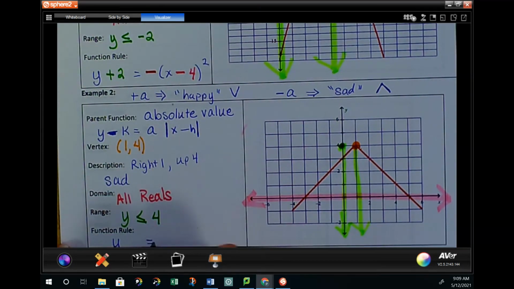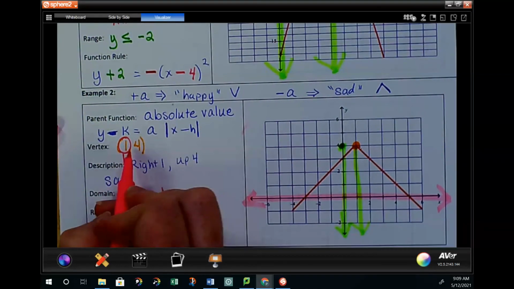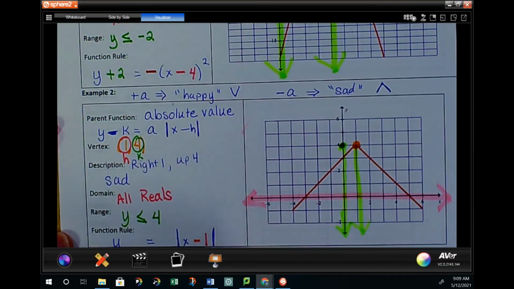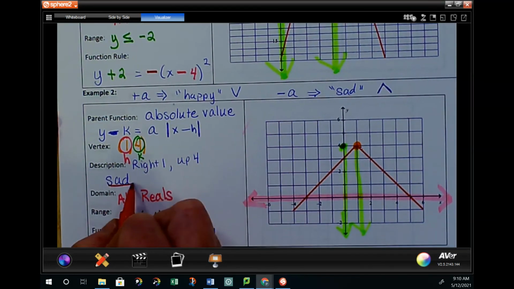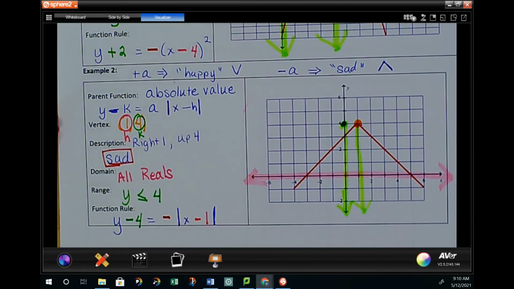So now the next one is we've got to do the function rule. So y is equal to, I'm going to leave a space, and I've got absolute value of x. So this time, it's the same thing. When I look for, that right there is my h. So the opposite of +1 is -1. And then I'm going to do my k. So I've got 4, that's k. The opposite of +4 is -4. And then, oh, this is sad. Because this is sad, this has to be a negative in front of all of that. That's your A value. So that's my A. When A is sad, you're just going to plug in that negative.